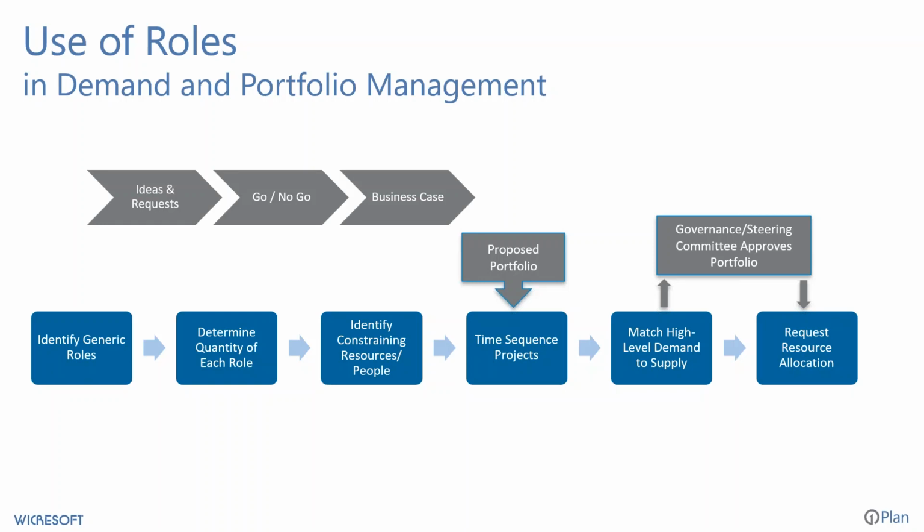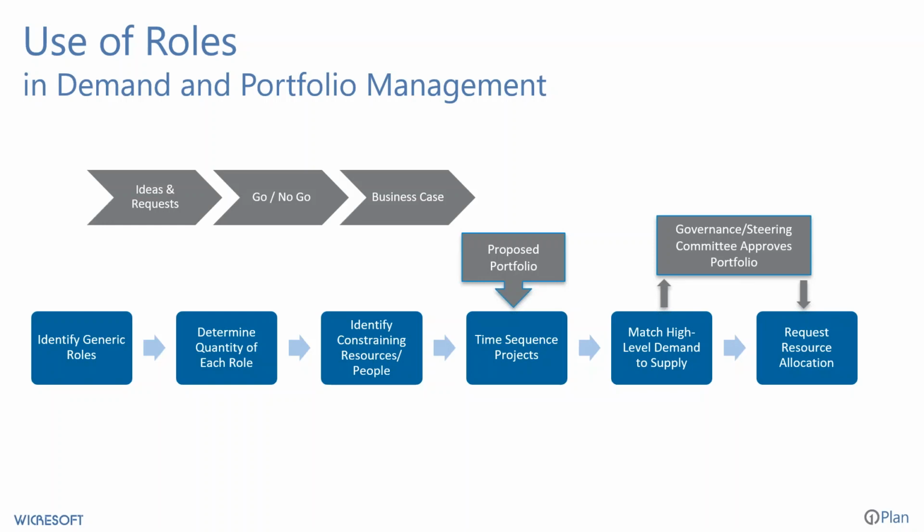And even before we have a proposed portfolio, in parallel with that, we're doing the resource management process pieces. We're identifying generic roles in our pool. We're determining the quantity of each role that we have in the organization. We're potentially identifying the high value or constraining resources, the most scarce resources we have, the ones that are hardest to get on projects, and determining what those are so that we understand how that may impact the throughput of our portfolio projects.